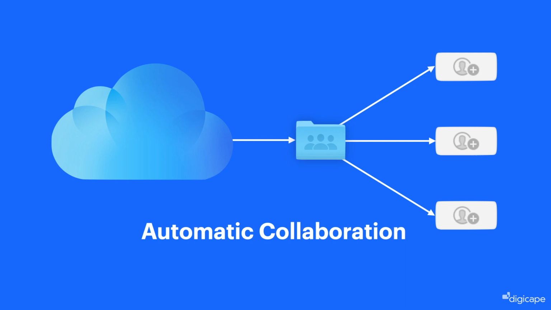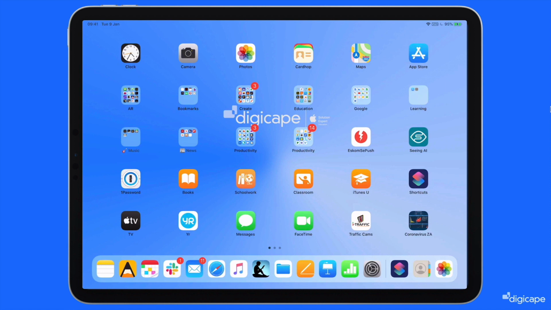Now, one of the other features that iCloud folder sharing enables is the ability to automatically create collaborative documents. Some of you may have worked with collaborative documents before, where you've got two different people opening up the same document and working on it at the same time. And every time you do that, you have to start collaboration on each document and select the people that you want to share it with.